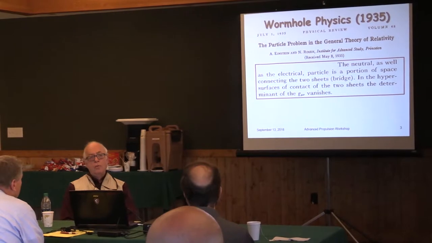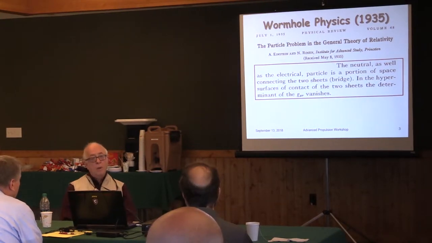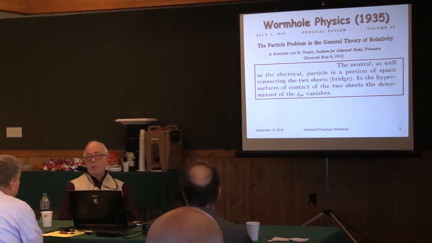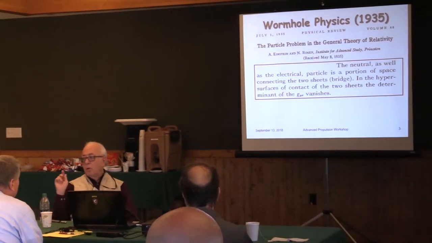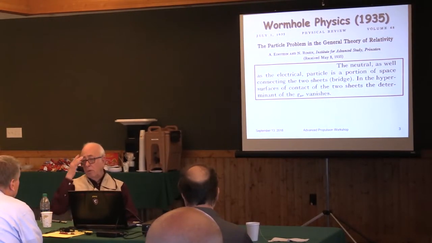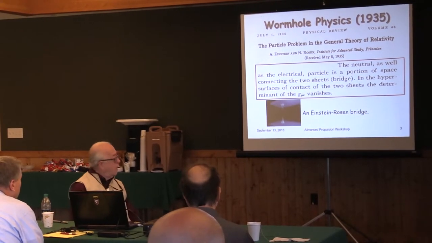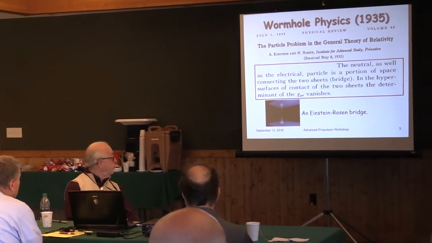Basically, what Einstein and Rosen were trying to do is something very similar to what the speaker in the previous talk was trying to do, trying to explain what electrons and positrons are. And their idea was that if you had a wormhole that had electric flux threading through it, one end of it would appear to be positive and the other end would appear to be negative, and therefore that's what fundamental particles are. It was labeled by the community at the time as an Einstein-Rosen bridge.